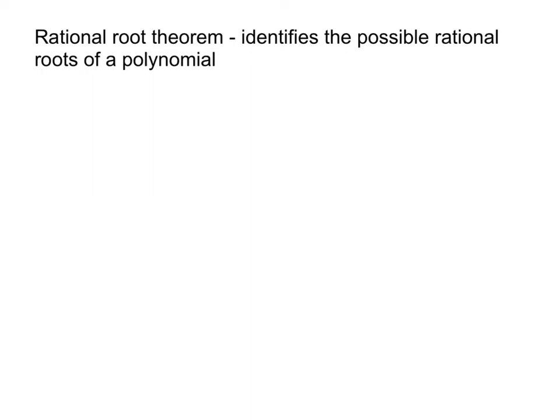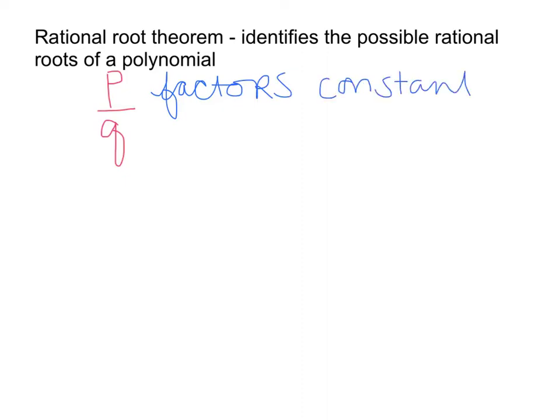The rational root theorem is going to identify the possible rational roots of a polynomial. To make that list of possible rational roots, you are going to take the p-values and divide them by the q-values. So p represents the factors of the constant term, so the term at the end. And then the q is going to be the factors of the leading coefficient.